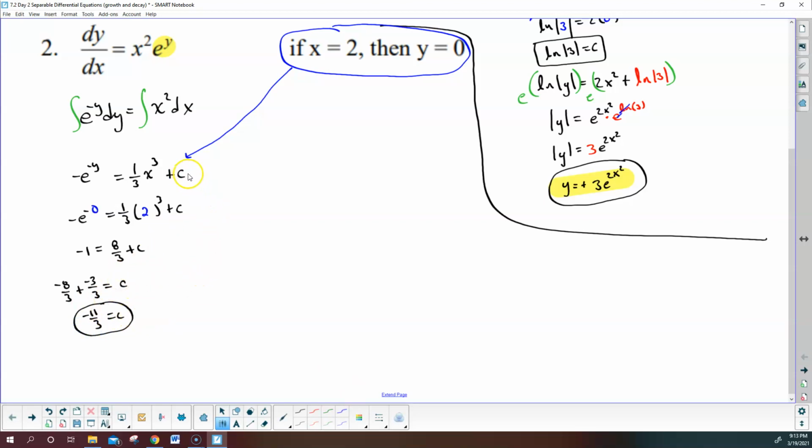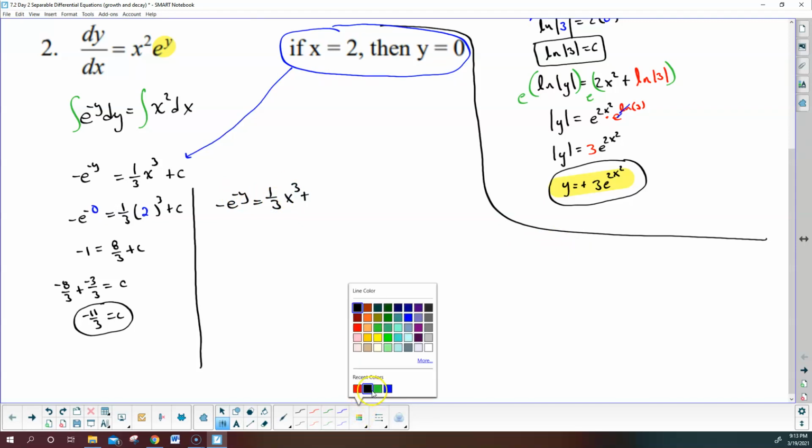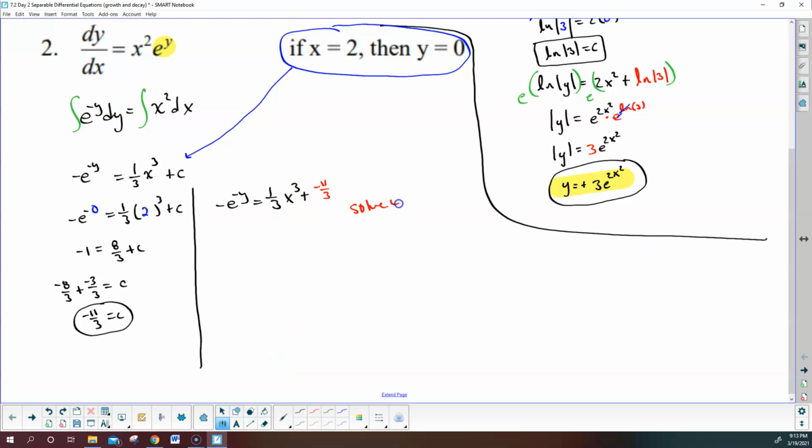So what do we do? We go back to the spot where C was first present. I'm going to replace this C with what we found the value to be. And now we're going to solve for y. The one tricky thing here is, this negative, we're going to divide everything by a negative. So it'll give me a negative 1/3 x to the third, and then a positive 11/3. And then I have e to the negative y.